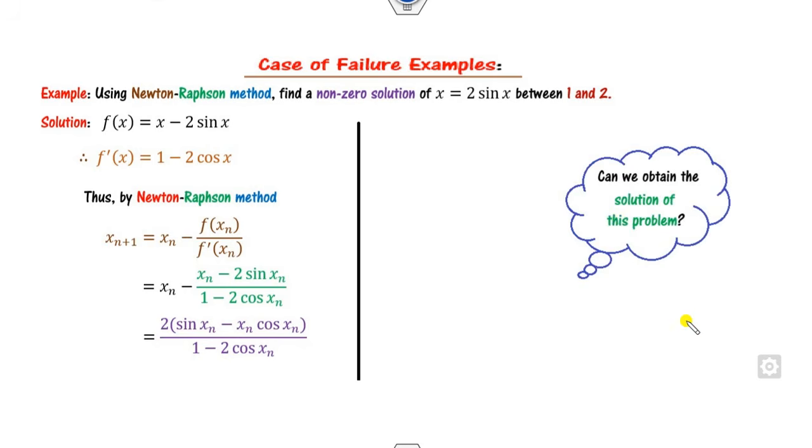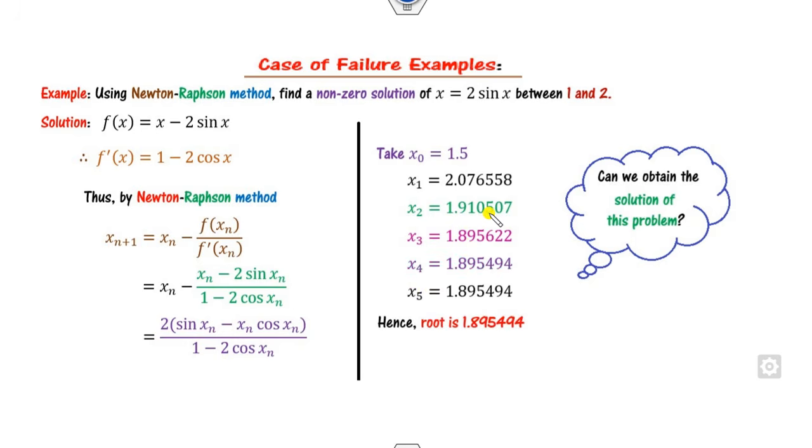So this means the method is not convergent. The question arises: can we obtain the solution of this problem? Yes, you can. For that, you find the value of f dash at the end points and look at the larger one. Let's say I take the initial value as 1.5. If I substitute 1.5 here, you will get this answer. If I substitute this x1 into this, you will get this answer. Now you can see they are near to each other. If I find x4 and x5, you can see they match up to 4 decimal places. Hence, the root of the equation is here.